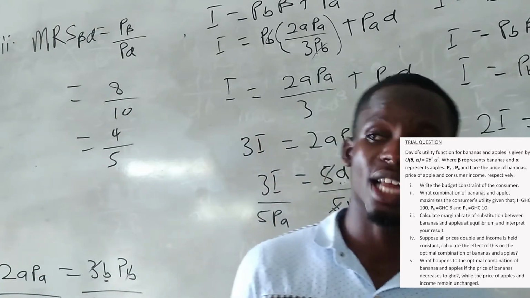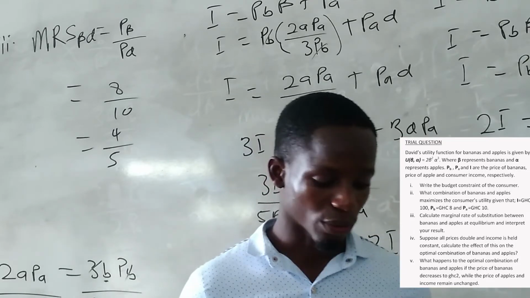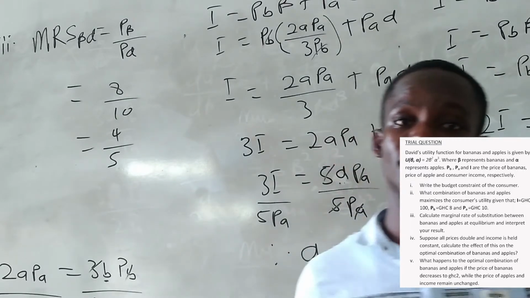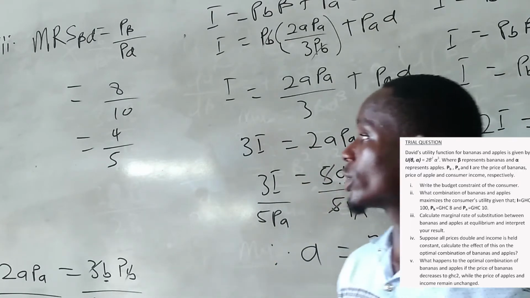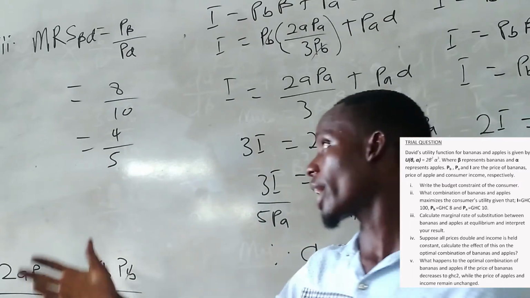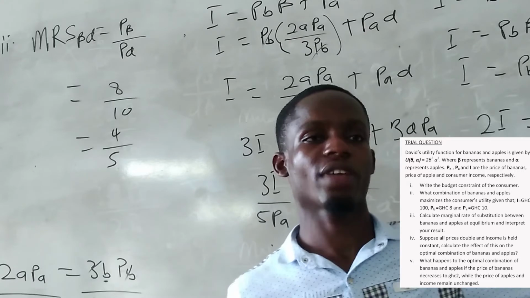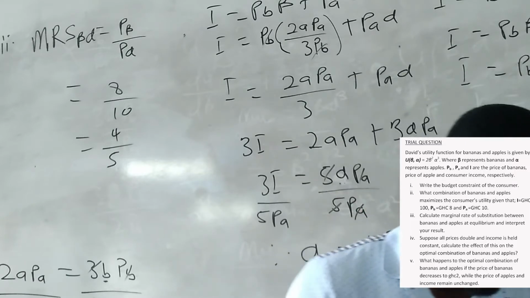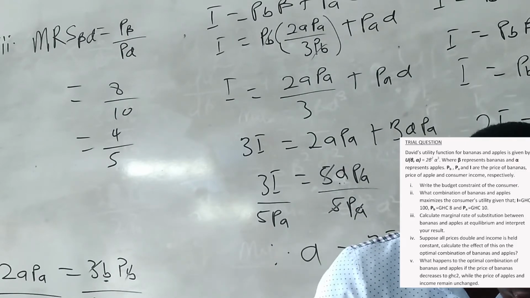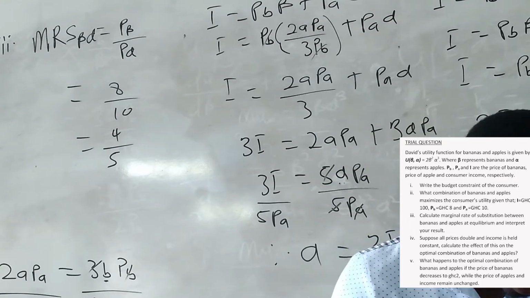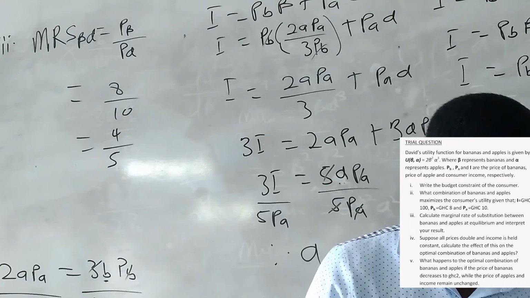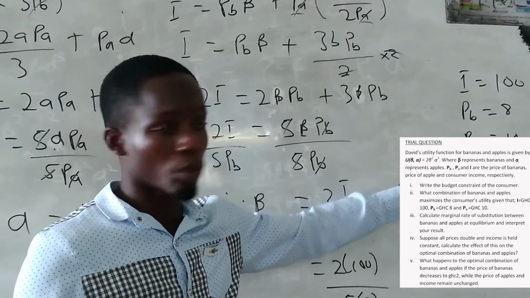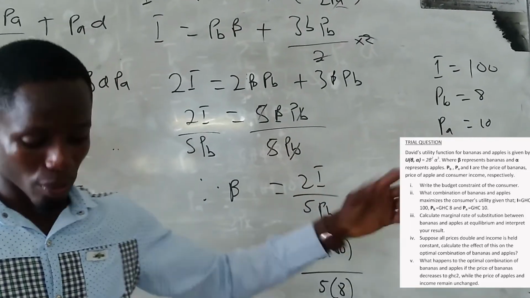Okay, so let's put that. So I'll have price of beta over price of alpha. We have our price of beta as 8, and we have our price of alpha as 10. Okay, so here we can simplify these two. And let me just refer this because of our time.